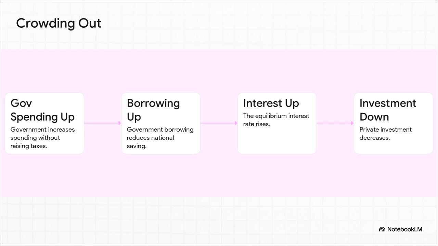And finally, Step 4. This higher interest rate makes it way too expensive for regular businesses to borrow and expand, so private investment drops. The government spending has literally crowded out private investment.